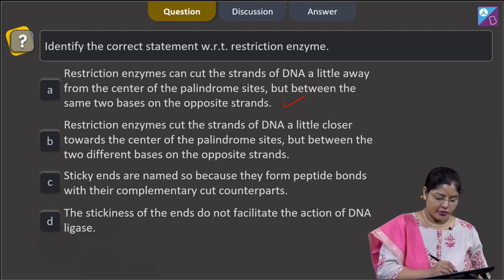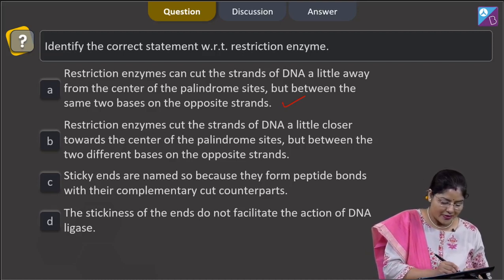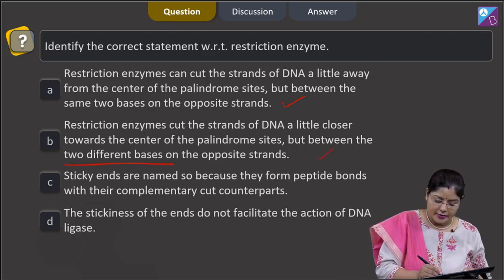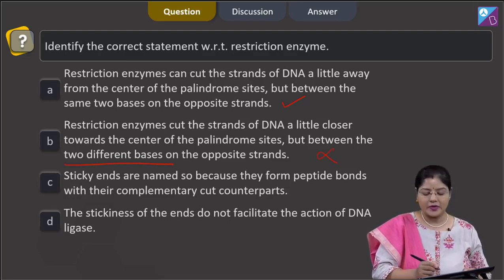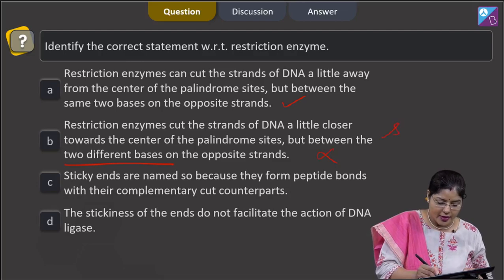Statement 2, restriction enzymes cut the strands of DNA a little closer towards the center of the palindrome site, but between the two different bases on the opposite strands. This is incorrect because restriction enzymes cut the two strands of DNA between the same two bases.